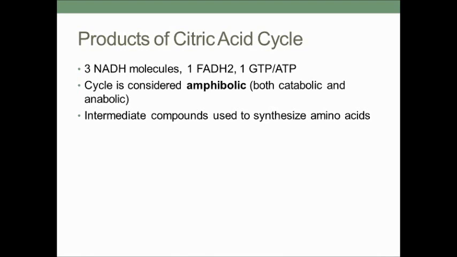Now this cycle is considered amphibolic because it both breaks things down and makes things. So it's both catabolic and anabolic. Its intermediate compounds that are made are used to synthesize amino acids.